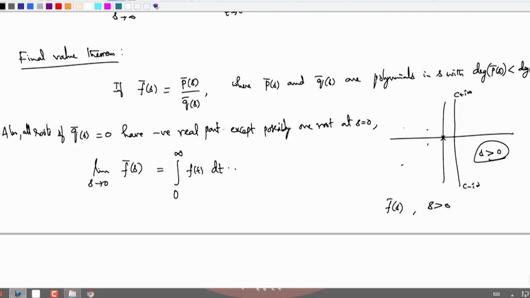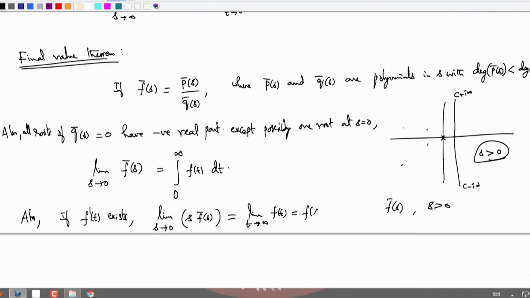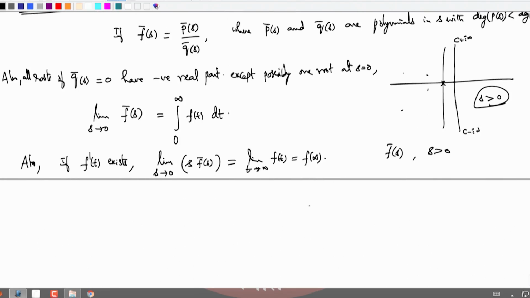Okay. So, finally, you see that this is the value you will get, and like earlier, for a differentiable function, if f dash of t exists, you can have this result that the limit s goes to 0 of s times f bar of s is equal to the limit of f of t as t goes to infinity. This is exactly why it is called the final value theorem, because as t goes to infinity, there is a final value, that is f of infinity, if it exists. Okay. So, this is exactly the meaning.